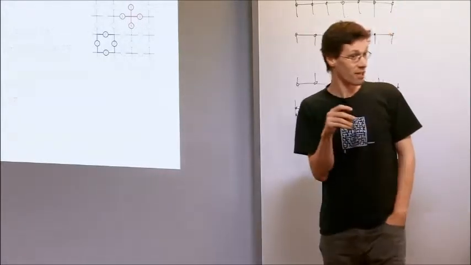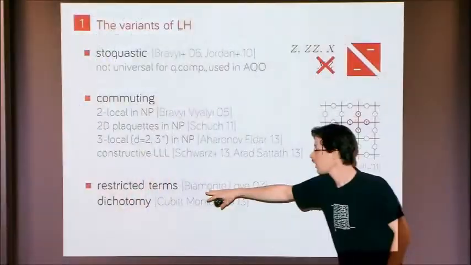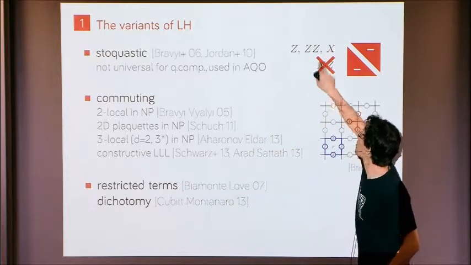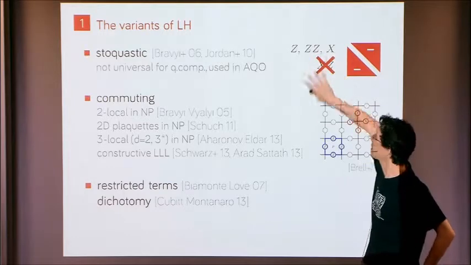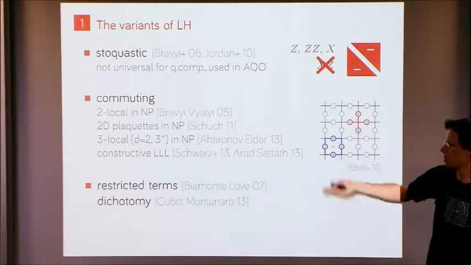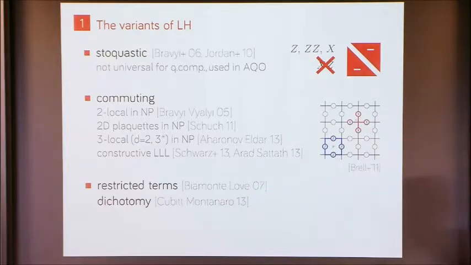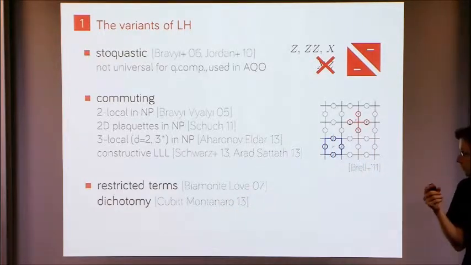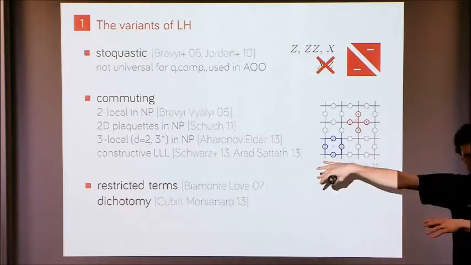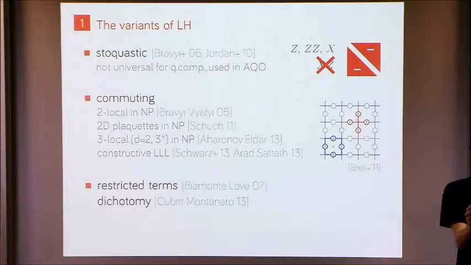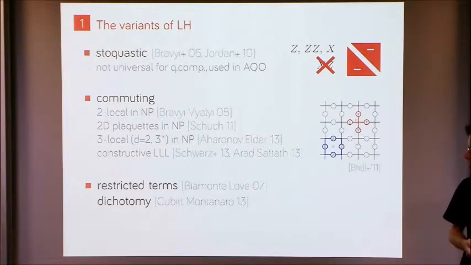Okay, so let's leave that for now. Another class is where you've got restricted terms, so only particular terms. Jake Biamonte and Peter Love have shown that when you've got XZ and X and something, then it's universal. But now we've got the dichotomy theorem by Toby and Ashley, where it's shown that for particular terms, everything's easy. If you've got these types of terms, this problem really is like a two-local Hamiltonian. It's as hard as that, and it's difficult.